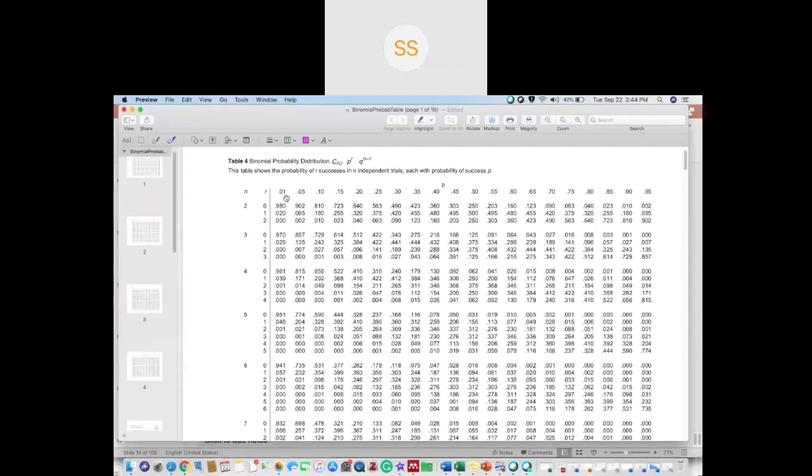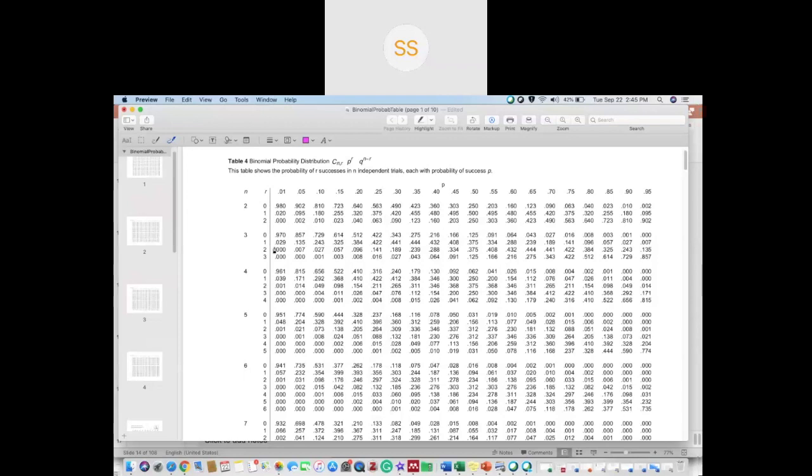For example, if you have the probability of 0.01, you know that this is the column you need to choose. And you know that your n value is 3. So this is my n value 3 here. And you know your r value is, let's say, 2. So your probability here will be 0. This is the value that we are interested in, right? This is how you use this table.